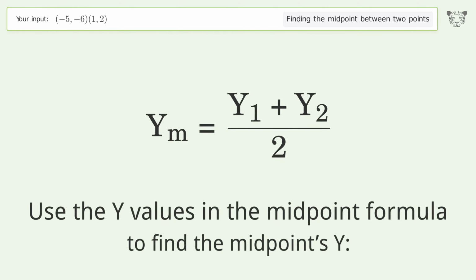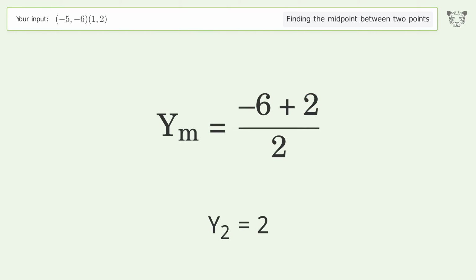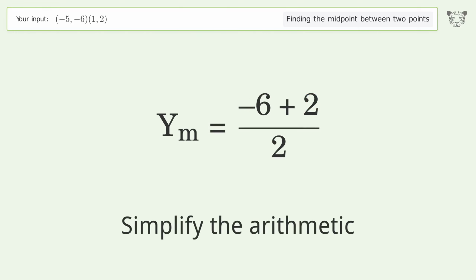Use the y values in the midpoint formula to find the midpoints y. y1 equals -6. y2 equals 2. Simplify the arithmetic.